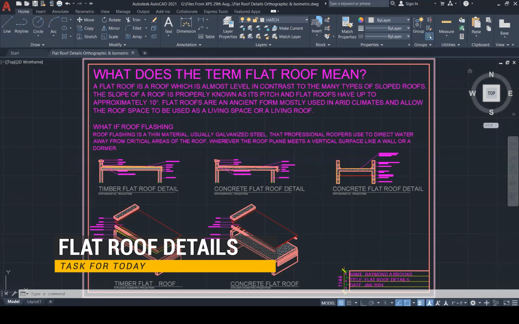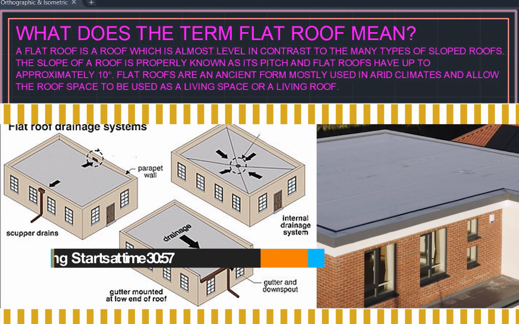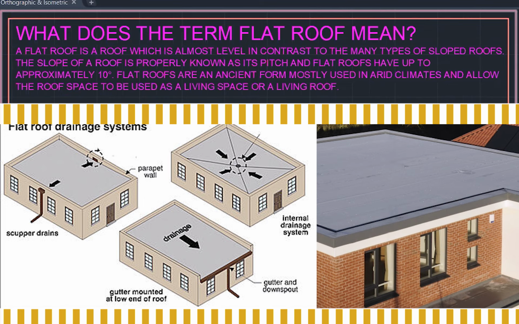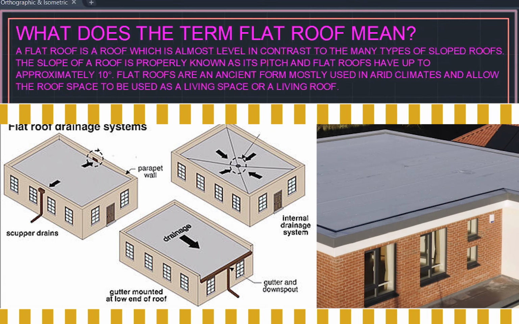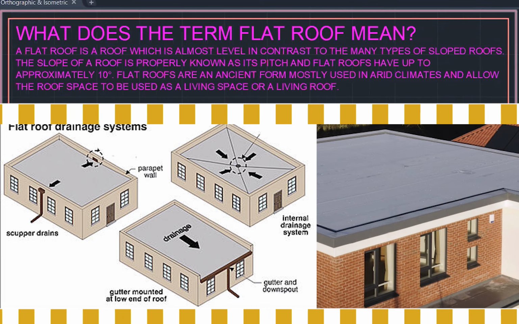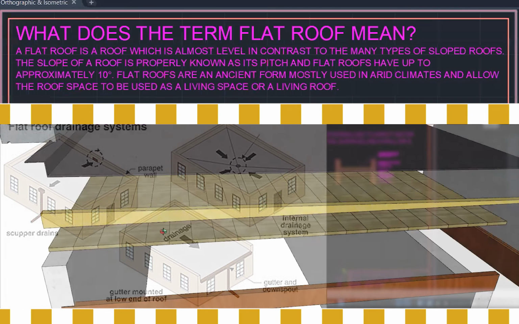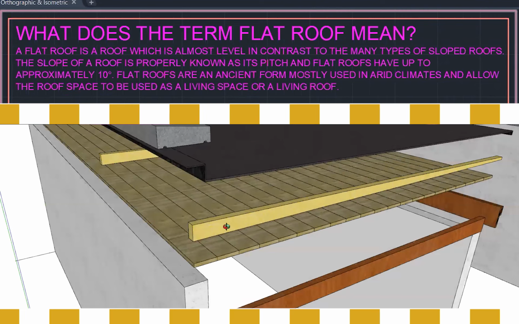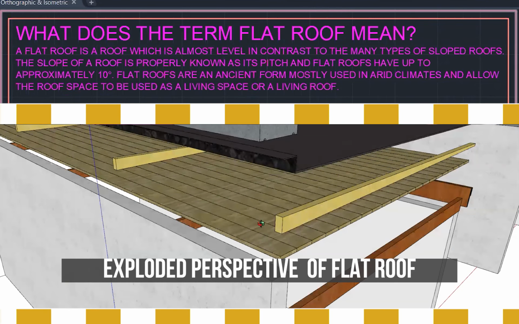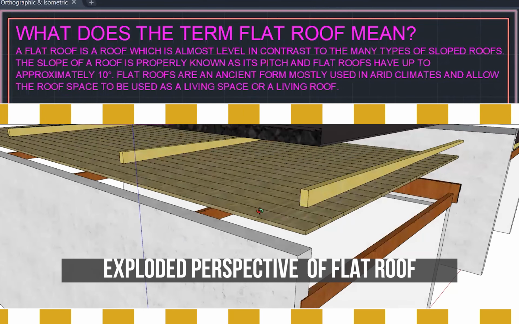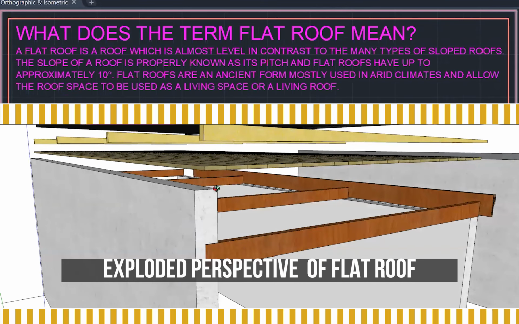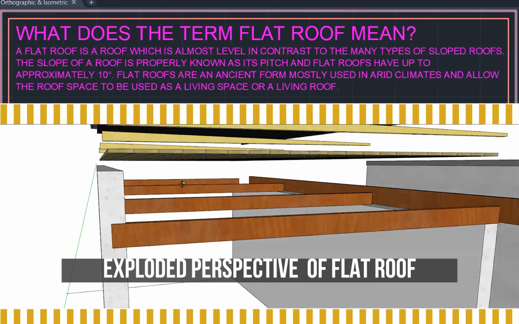So what does the term flat roof mean? A flat roof is a roof which is almost level in contrast to the many types of sloped roofs. The slope of a roof is properly known as its pitch, and flat roofs have up to approximately 10 degrees. Flat roofs are an ancient form, most used in arid climates, and allow the roof space to be used as a living space or a living roof.